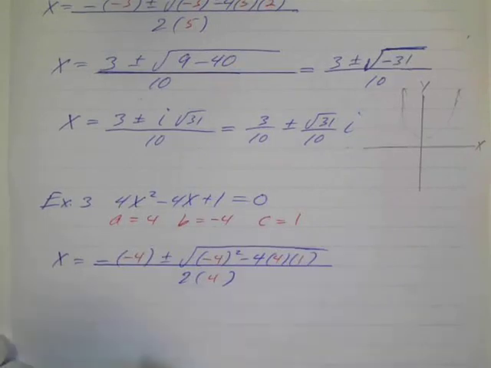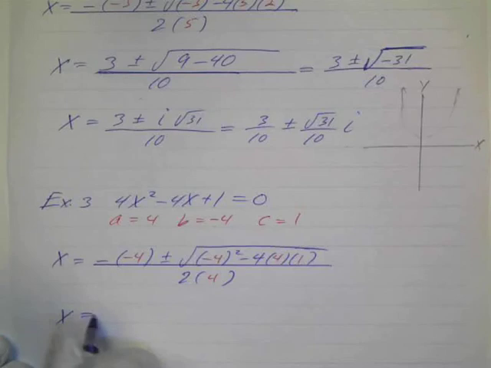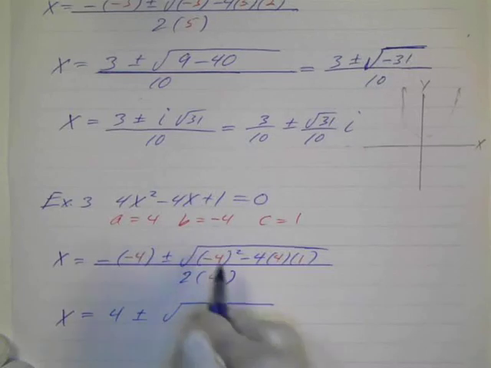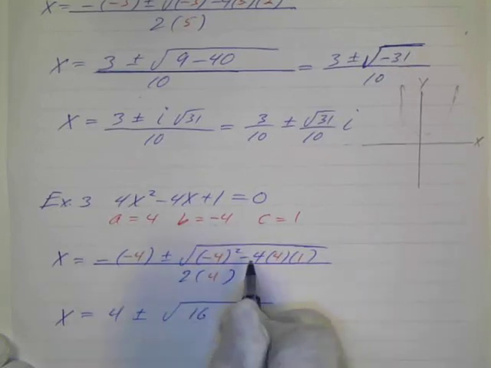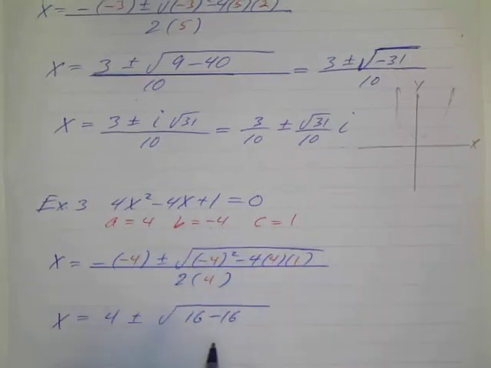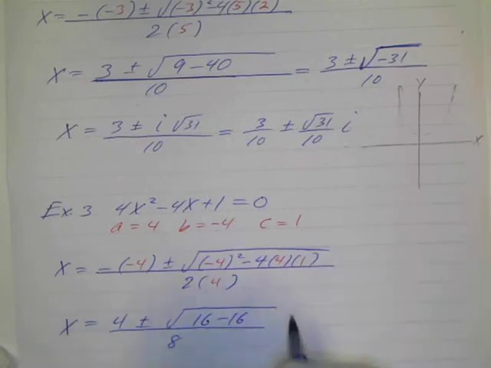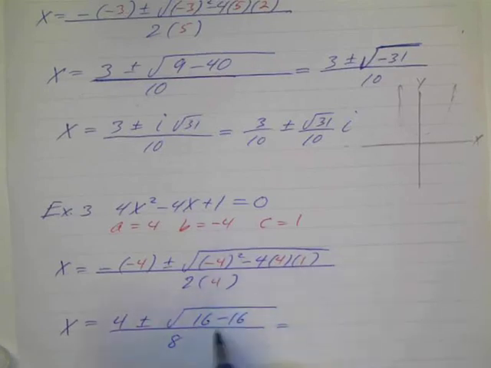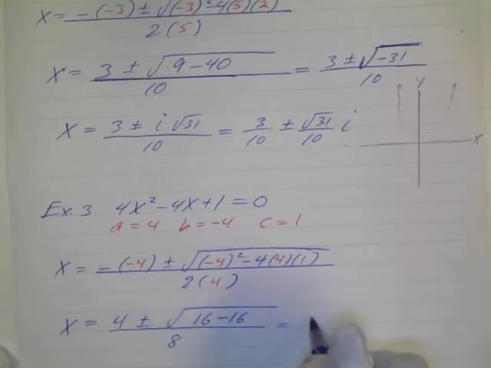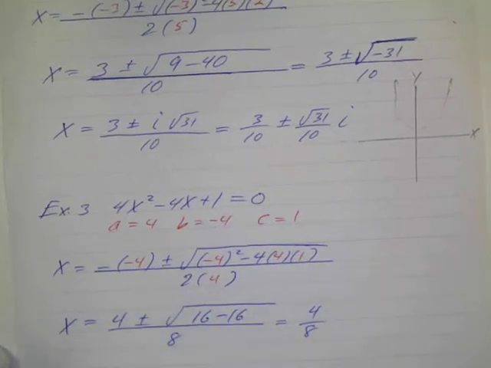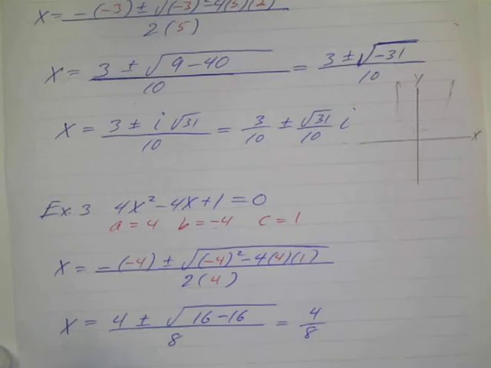And a negative times a negative is positive, so I got 4 plus or minus the square root. And -4 squared is 16, minus 4 times 4 is 16. Now this is interesting. All over 8. And notice, under the radical, it's 0. So that's the plus or minus part, so I just end up with x equals 4 over 8. So x equals 1/2.